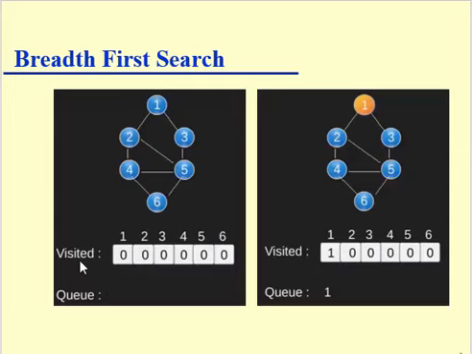Here I am taking one visited array, and in that array, the visited value of all the nodes is set to 0. Why? Because right now I have not visited or traversed any node. So this queue is also empty. Now you can start from any node. It won't be given to you. Suppose here I'm starting with 1.